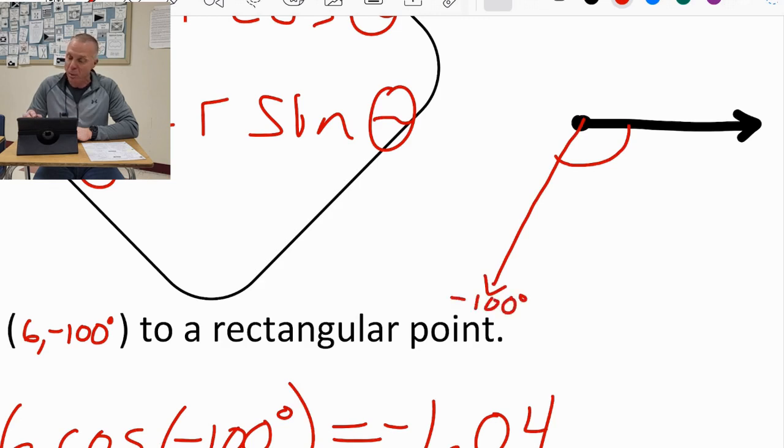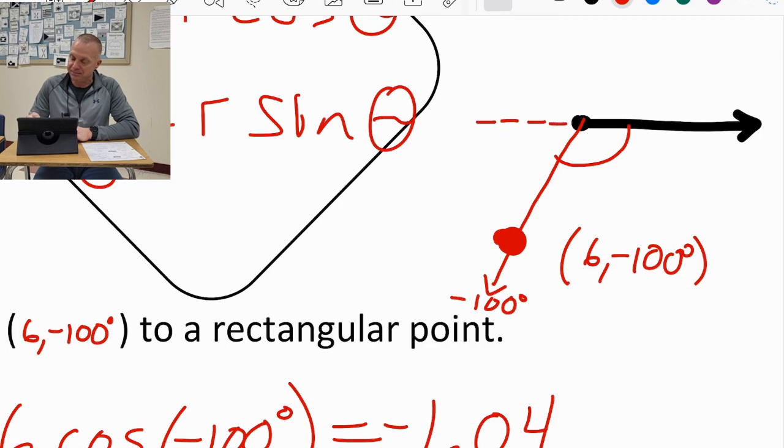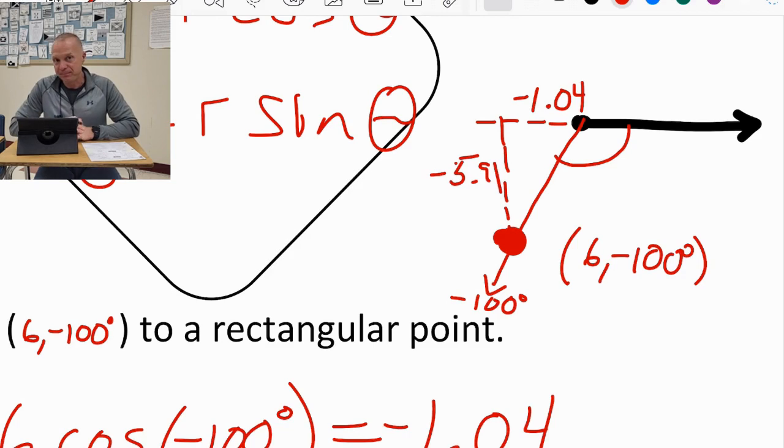So we're going to graph our point. We're going to count out 6 units. It's just a sketch, but that'll put us about right there. Again, this is my original point 6, negative 100. Now, with just a little bit of observing, I can see that it makes 100% sense to say that the location of this point would have a negative x value of negative 1 and a negative y value of negative 5.91. We're good. You can trust these two formulas. They work every time.